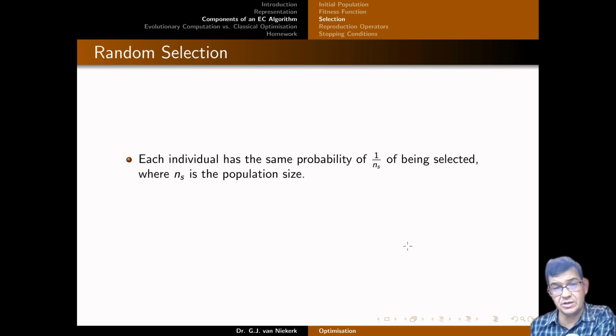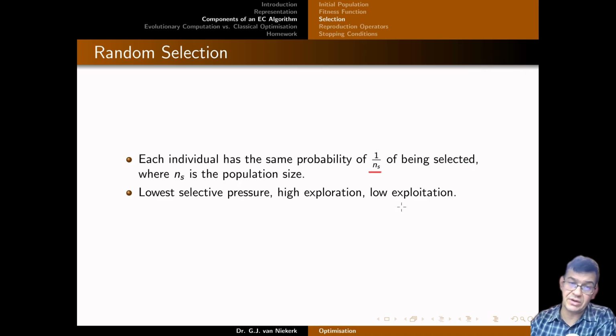Now the first, of course, is random. So in this case, you've got the same probability for any individual to be chosen. It's 1 over ns, where ns, of course, is your population size. So if you've got 10 individuals, anyone has a 10% chance of being selected. Now, when it comes to your takeover time and your selective pressure, can you guess what this is? Of course, lowest selective pressure possible. It has a high exploration and low exploitation in the algorithm.